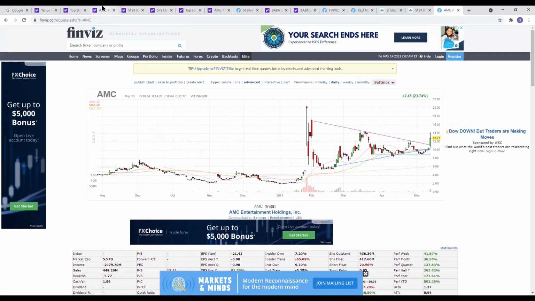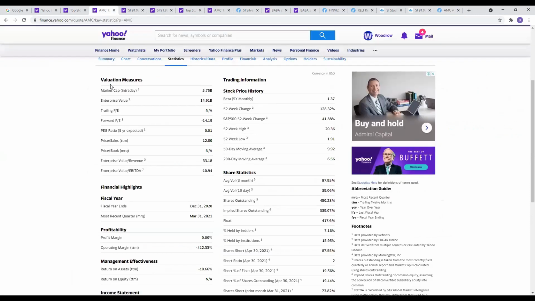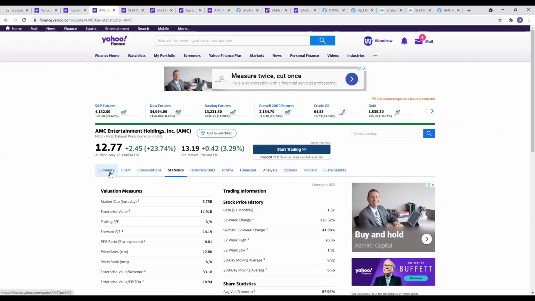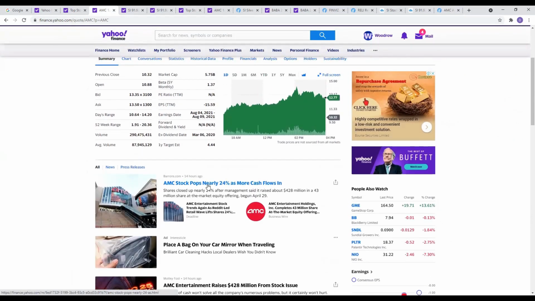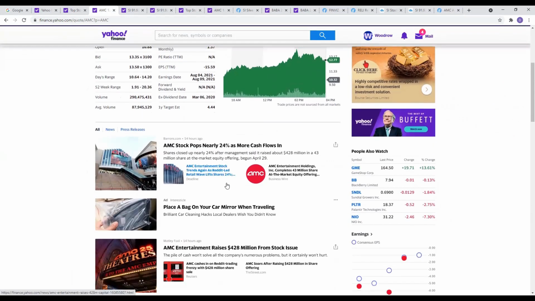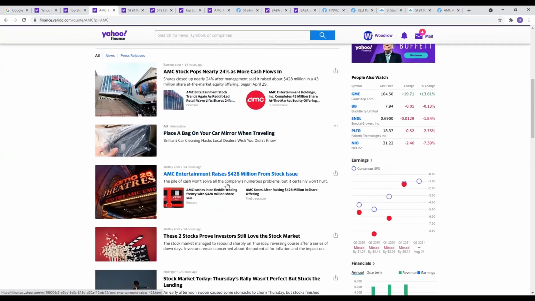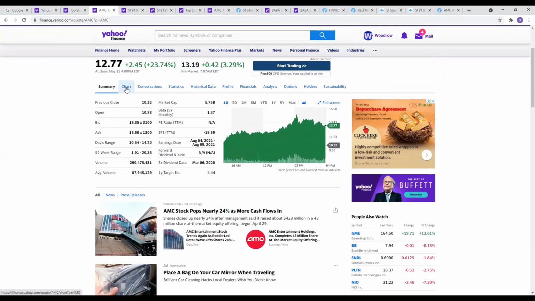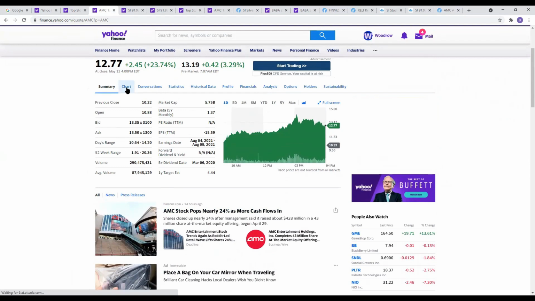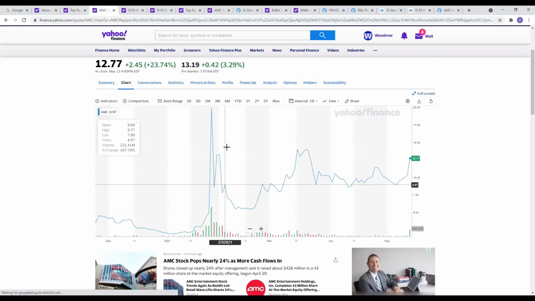The fourth criteria is the news. Let's look at the news. So summary, news. AMC stock pops by nearly 25%. Why is this news looking like this? AMC stocks pop nearly 24% as more cash flows in. Let's look at the chart to see what the stocks look like. The stocks didn't go down, the stocks went up. So that headline had to be off, the headline had to be old.